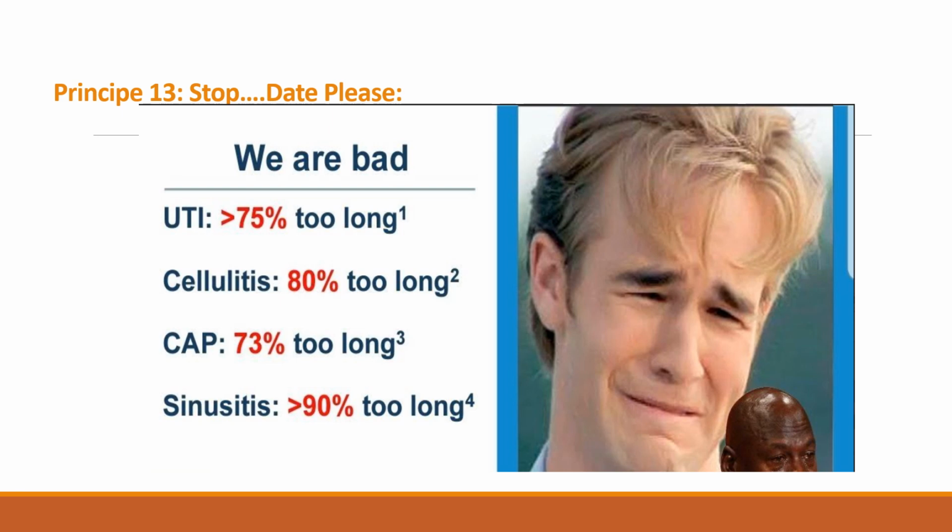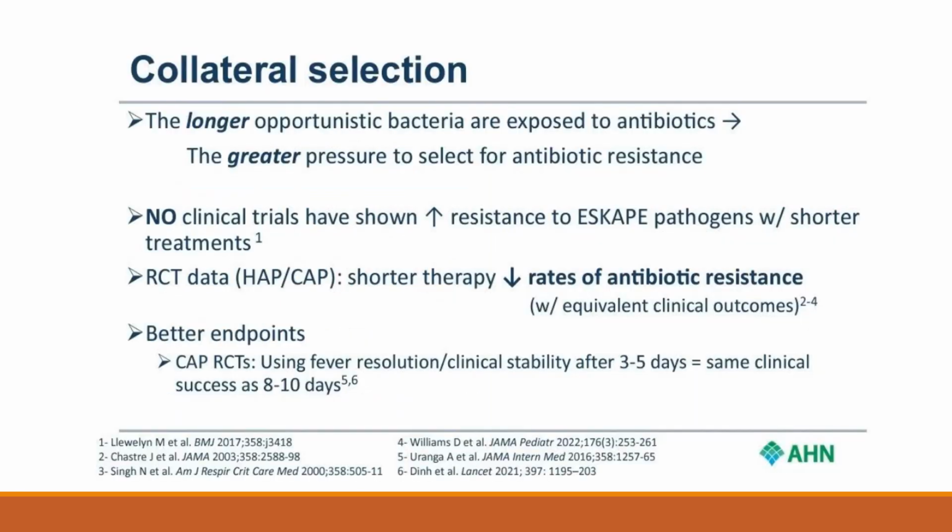For UTI, more than 70% receive too long a therapy. For cellulitis, 80% receive too long a therapy. So they should stop as per the guidelines. The longer bacteria are exposed to antibiotics, the greater the selective pressure for antibiotic resistance. Hence, the reason to keep the duration optimal.